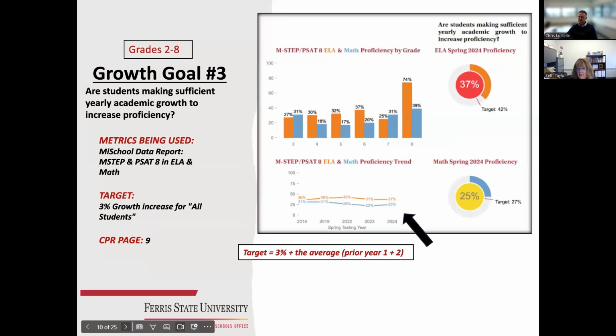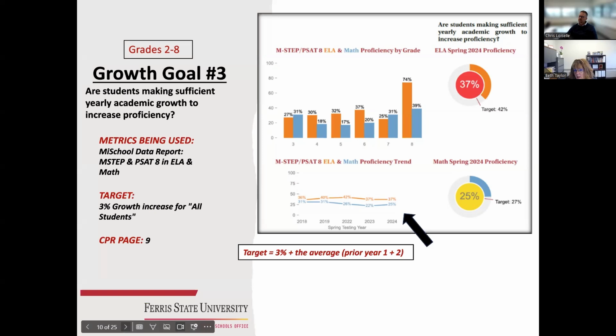Okay, so for the second goal here, you'll notice we have attached growth goal number 3. The reason is this is the second piece on CPR page 9. As far as the layout is concerned, we put 1 and 3 on one page, and then you'll notice growth goal number 2 is on the following 2 pages. So growth goal number 3 says, are students making sufficient yearly academic growth to increase proficiency?